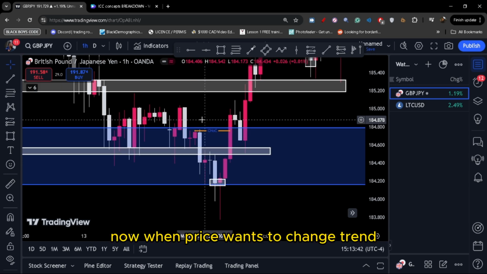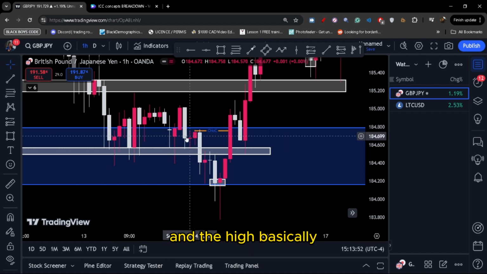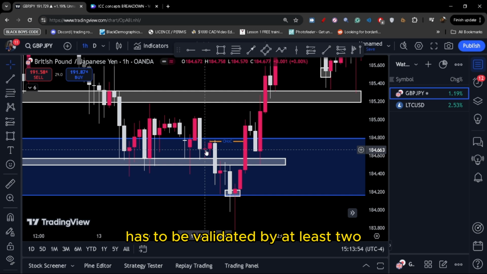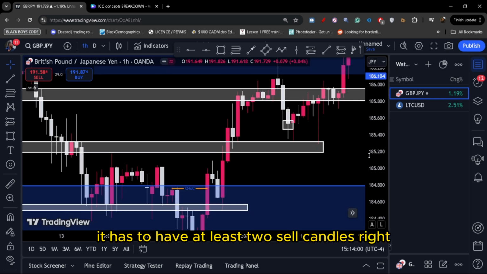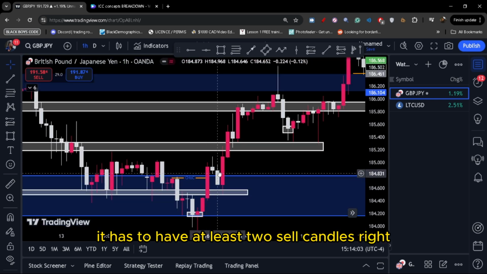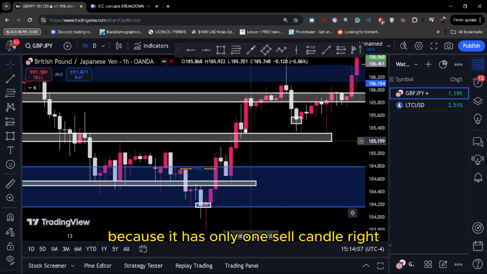Now, when price wants to change trend in that specific time frame, price needs to break the previous high in the case of a downtrend. So price did break the previous high here, and the high basically has to be validated by at least 2 buy candles in the case of a downtrend. In the case of an uptrend, it has to have at least 2 sell candles, right? So what I mean by this is you can't consider this as the low. Why? Because it has only 1 sell candle, right?